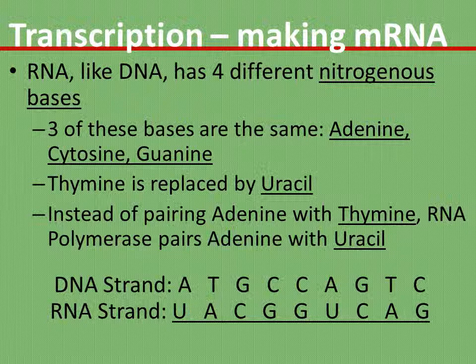Hopefully that makes sense. So adenine is going to pair with uracil, thymine still pairs with adenine, guanine with cytosine, and so on. So again, U, A, C, G, G, U, C, A, G. Notice again the U replaces the T only in the RNA strand.